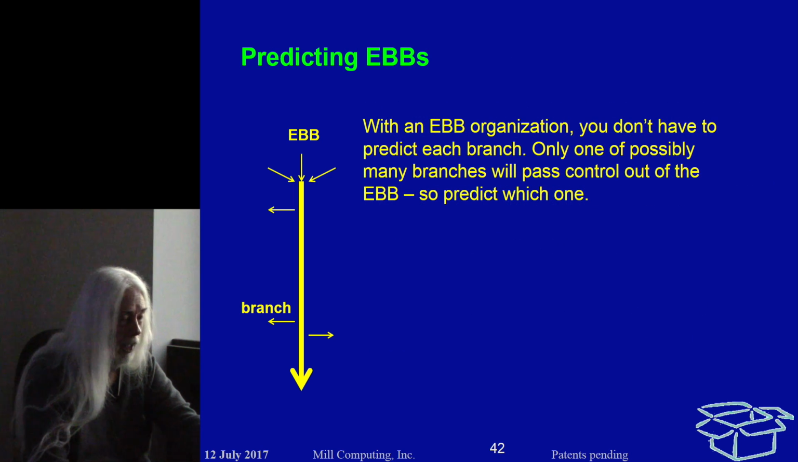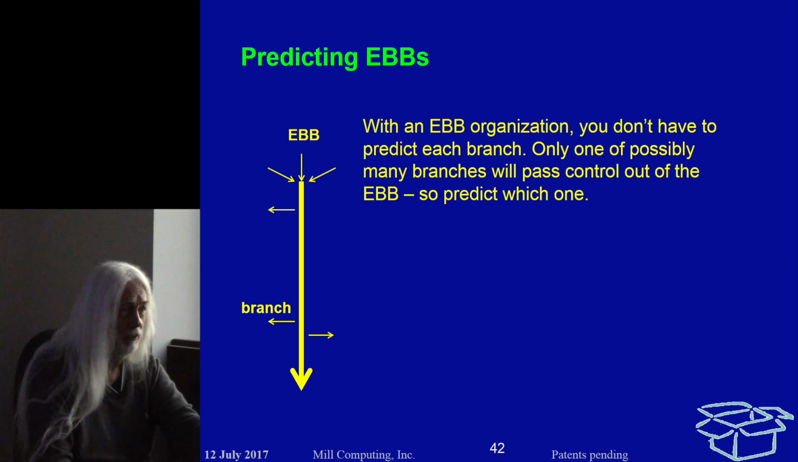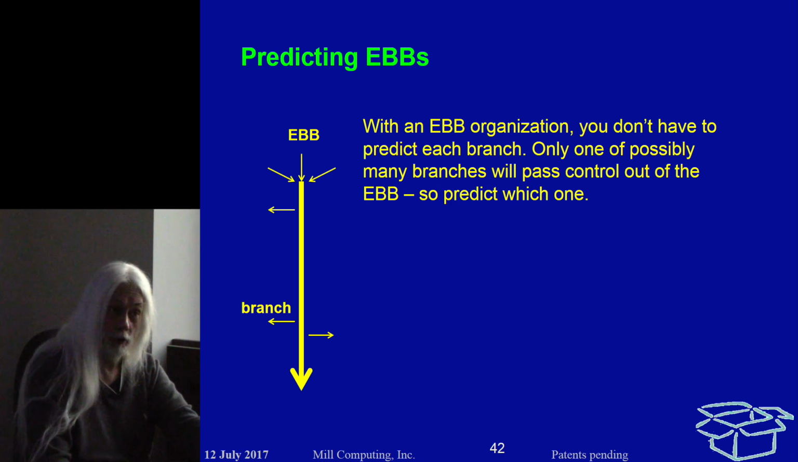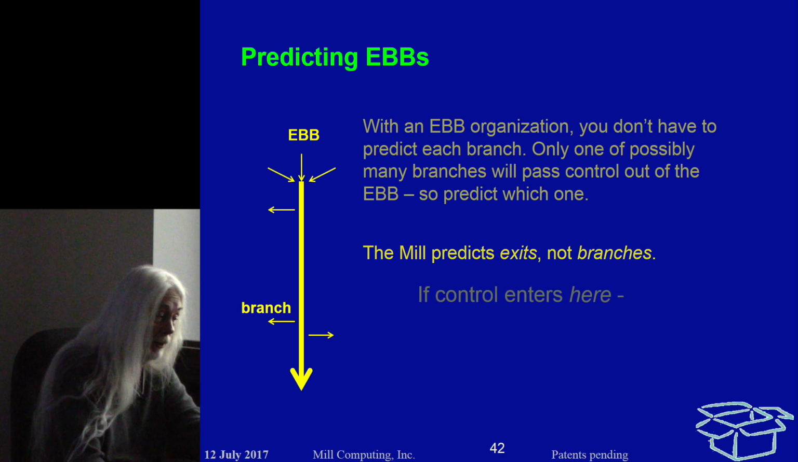So you don't have to predict each branch. That's because you're only going to leave the EBB by one of these branches. You can't jump into the middle of it. You're always going to come into the top, and one of these exits is going to get you out of here. So rather than saying taken or not taken for every branch, we simply tell you which one you're going to leave with. That is, we predict exits. We do not predict branches. For each EBB, for each history pattern that your predictor is using, there is one exit you're going to leave by. We predict exits, not branches.